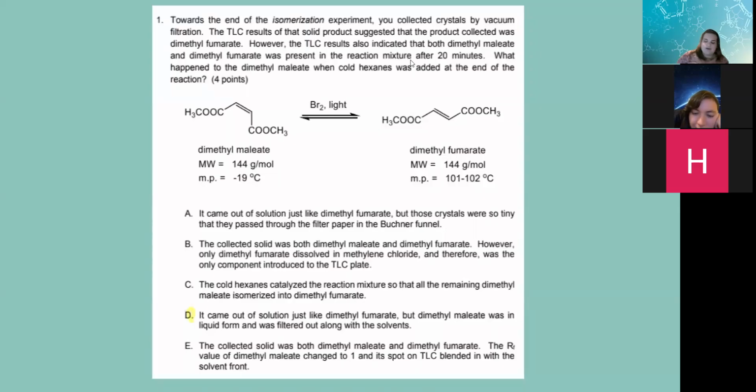Very nice. Here we are told that towards the end of the isomerization experiment, you collected crystals by vacuum filtration. TLC results of that solid product suggested that the product collected was dimethyl fumarate. However, TLC results also indicated both dimethyl maleate and fumarate were present in the reaction mixture after 20 minutes. So what happened to dimethyl maleate?